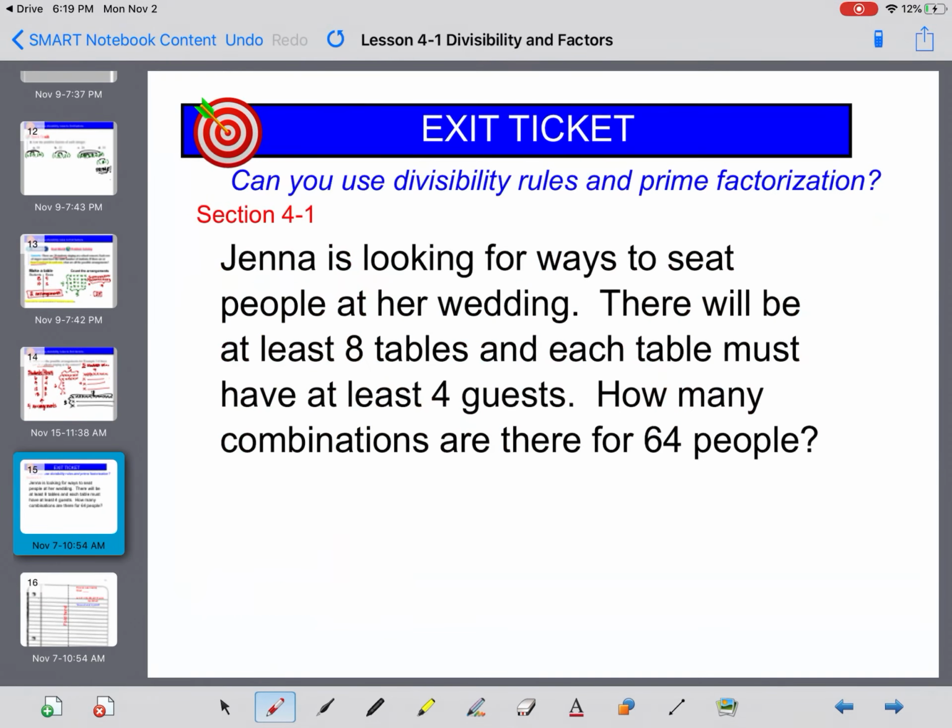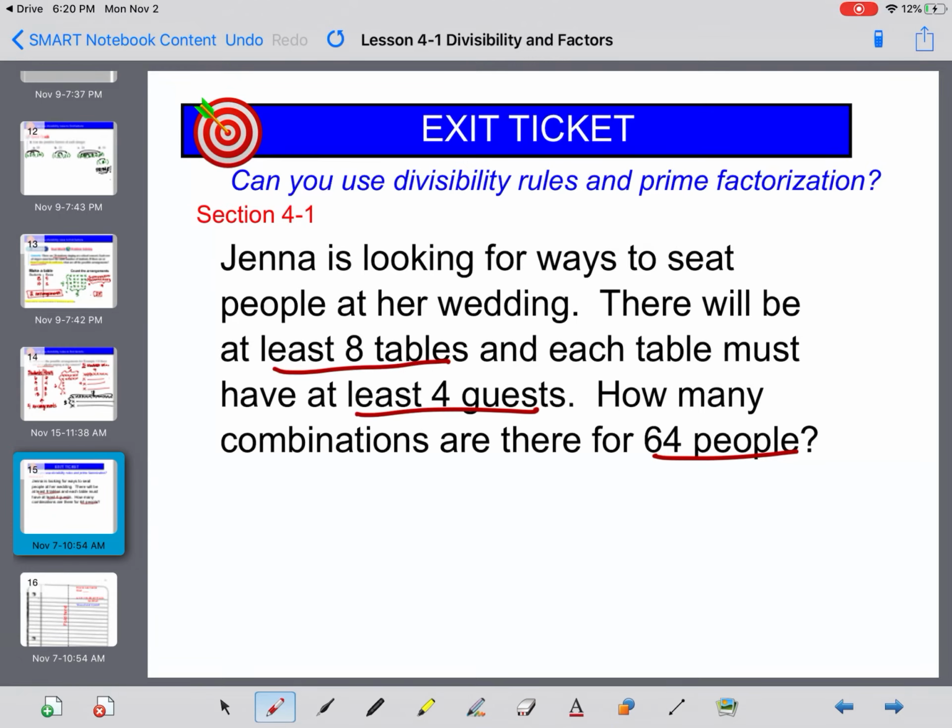Okay, the last one. Jenna is looking for ways to seat people for her wedding. There will be at least 8 tables, and each table must have at least 4 guests. How many combinations are there for 64 people? All right, so if each table has 4 guests, so I need to arrange them for 64 people.